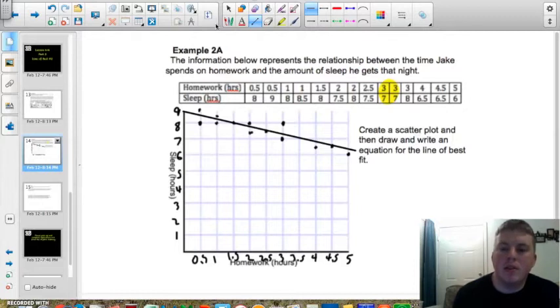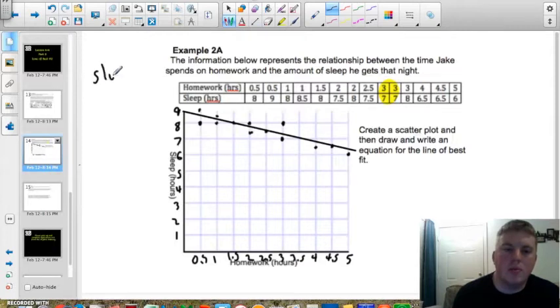So now what we have to do is we have to write an equation based on this. So we need to find two things. We need our slope, and we need our y-intercept. The y-intercept is probably going to be the easiest to find.